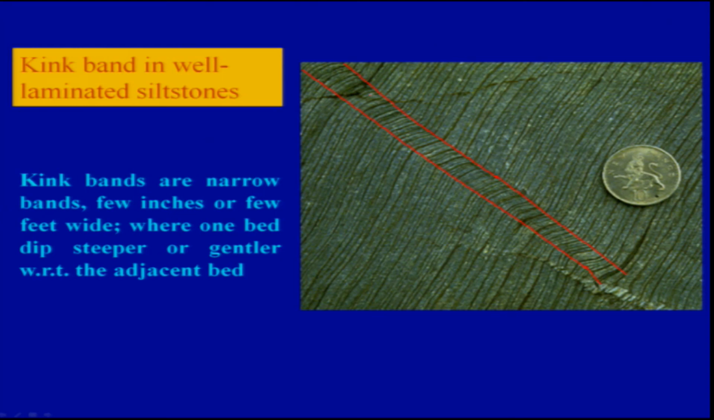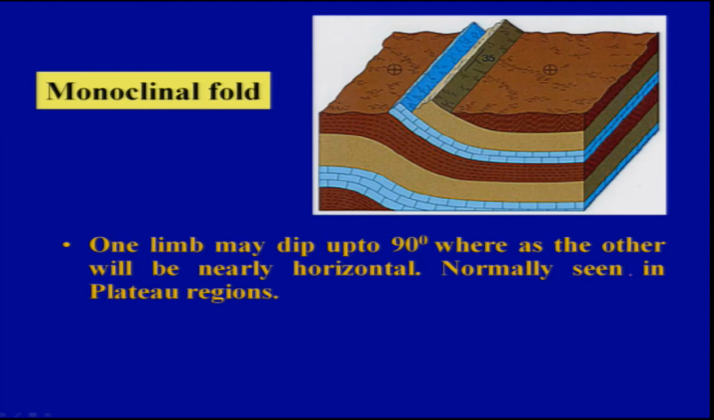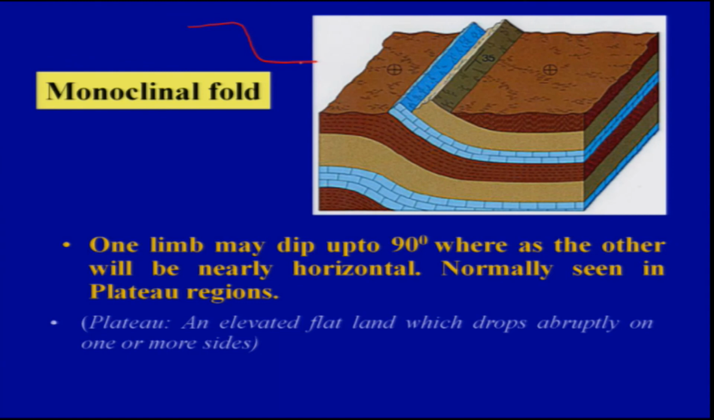Then you have the monoclinal fold. Only one limb will be folded, and the other will be almost horizontal. In this example of a monoclinal fold, one limb may dip up to 90 degrees, something like this, and the other limb will remain almost horizontal. This is the type of example we see mostly in areas with a plateau.